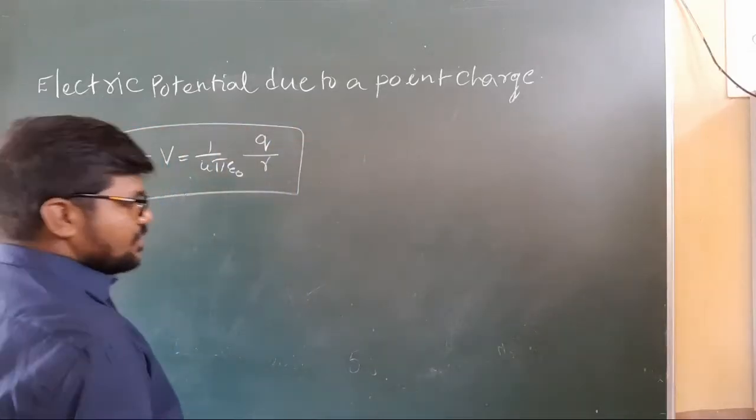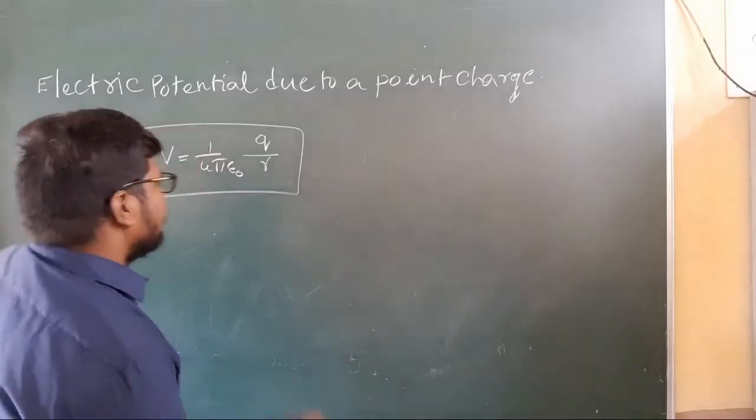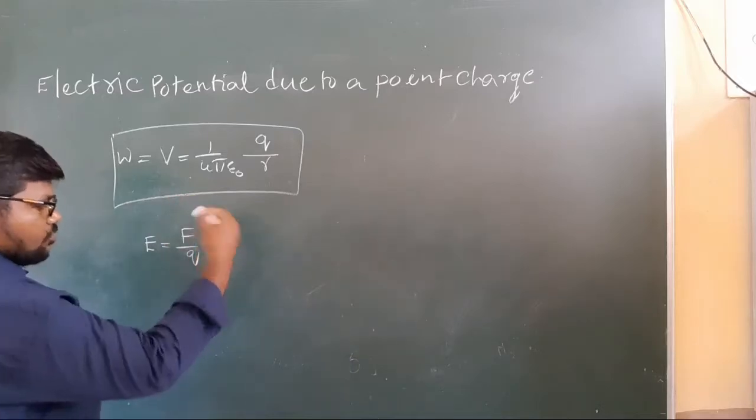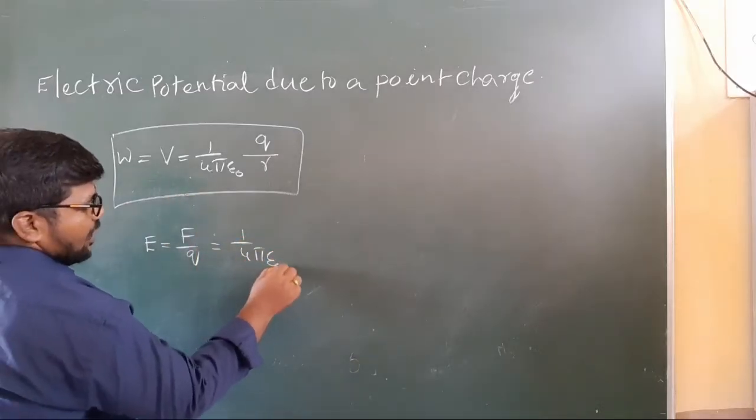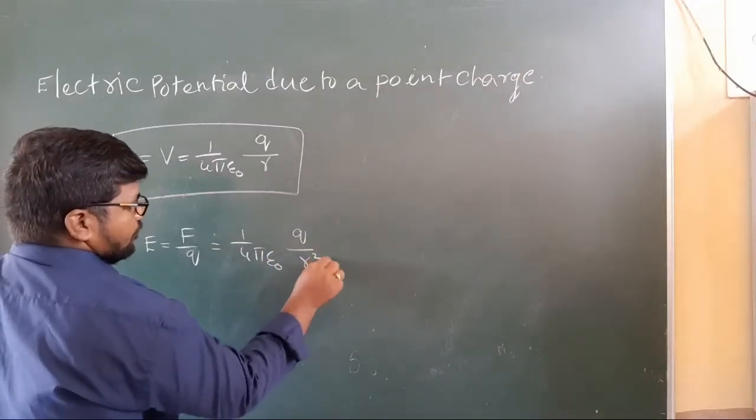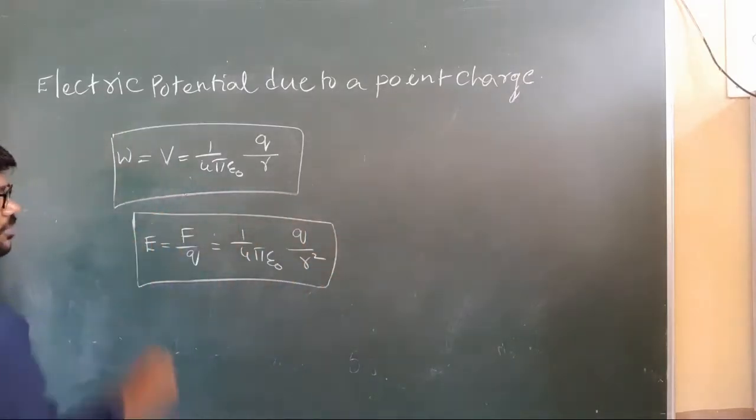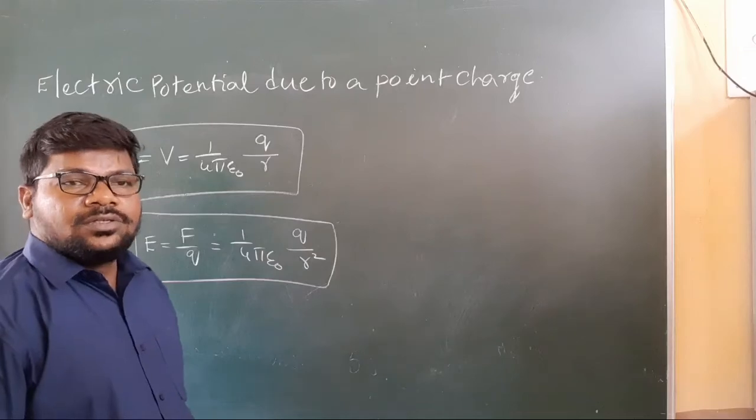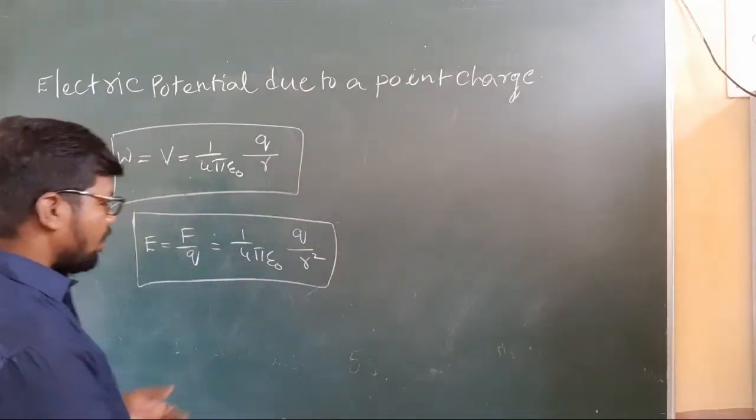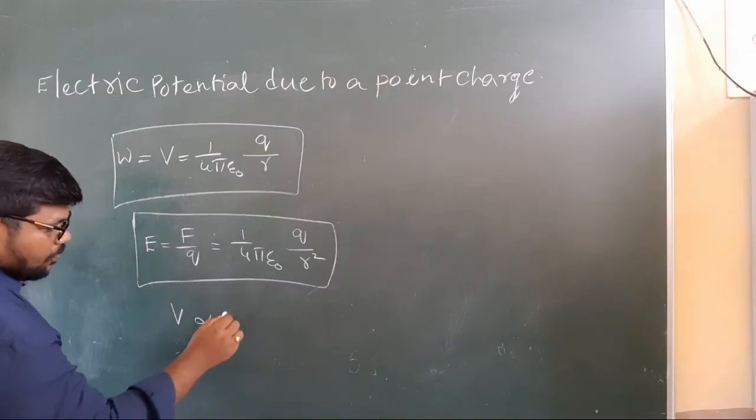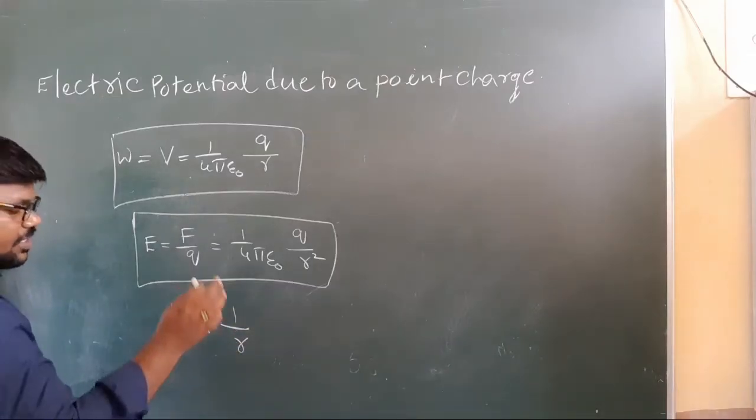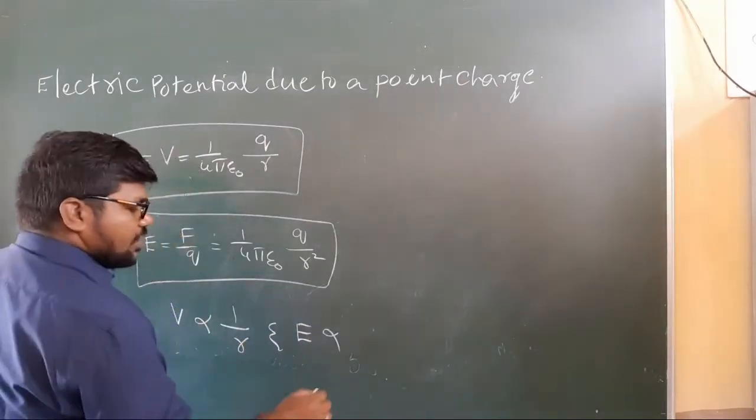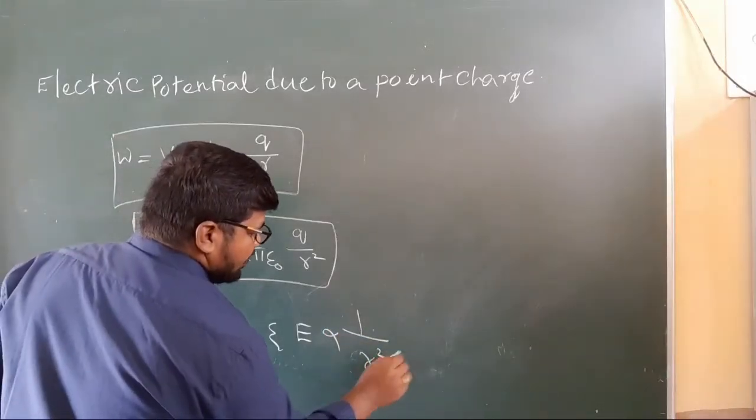Yes. Okay, see here, we know electric field. Electric field means force acting per unit charge. So this we write as 1 by 4 pi epsilon naught q by r square. So there is a relation between potential and electric field. In the form of relation, V is directly proportional to 1 by r, which means V is inversely proportional to r, and E is inversely proportional to the square of the distance between them.